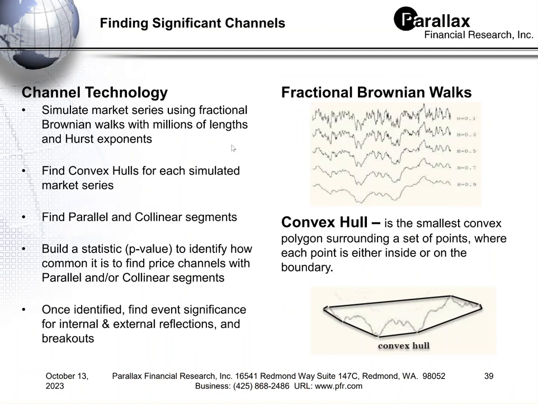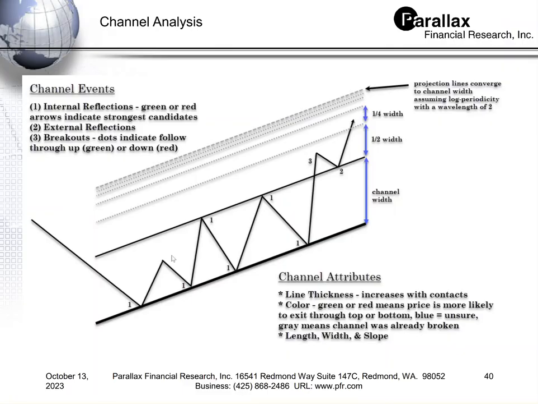We created millions of what we call fractional Brownian walks, which are simulated market series, varying the Hurst number and creating millions of synthetic series of market prices, and then putting what we call a convex hull around them, and looking for how often a parallel or collinear segment occurs. By doing this, we could build up a statistical basis for analyzing real market data, and then we could identify when a channel exists and then look for signals.